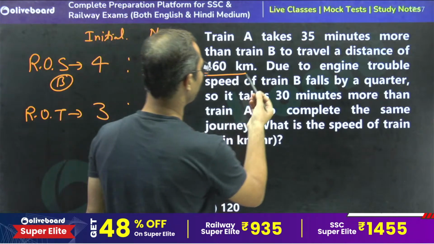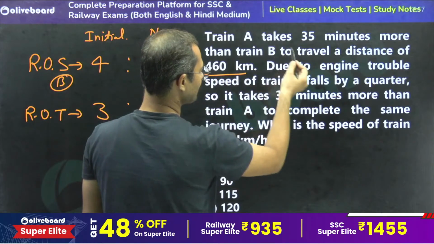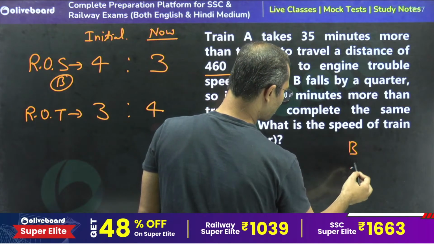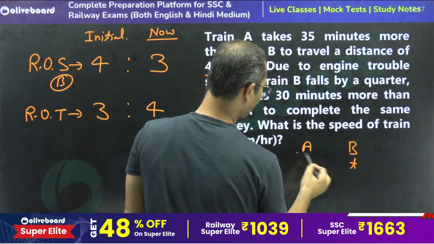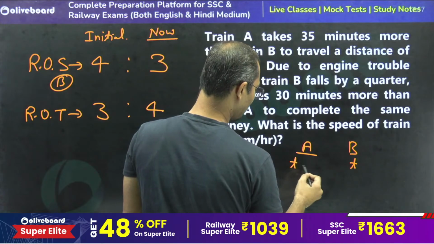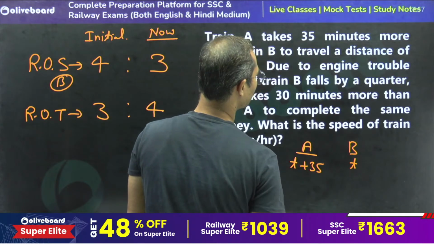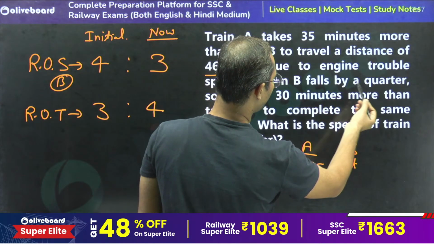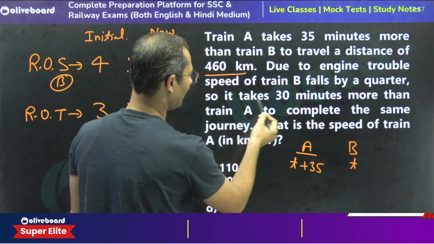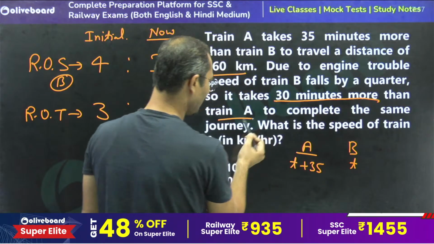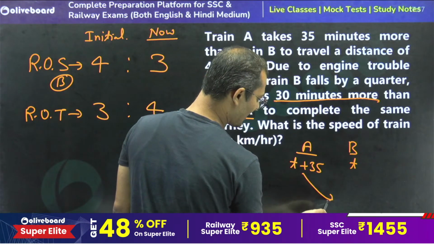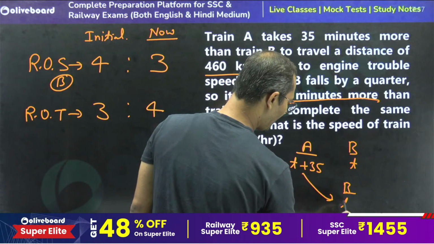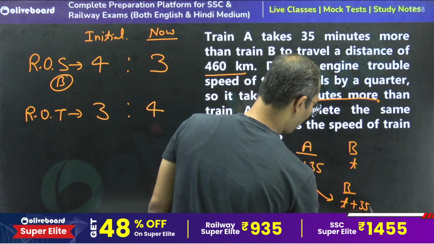So suppose initially B takes T time, right? At that time A is taking T plus 35, right? The question is saying the speed falls by a quarter, and so it takes 30 minutes more than A. So A is going to take T plus 35. So how much is B going to take? T plus 35 plus 30.